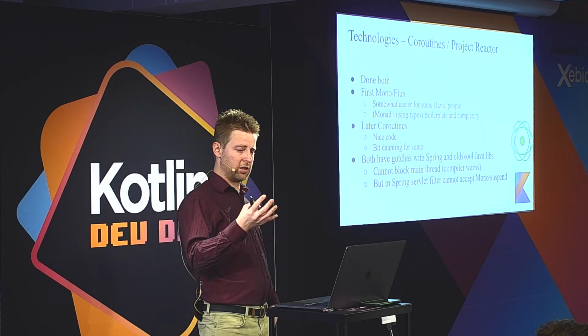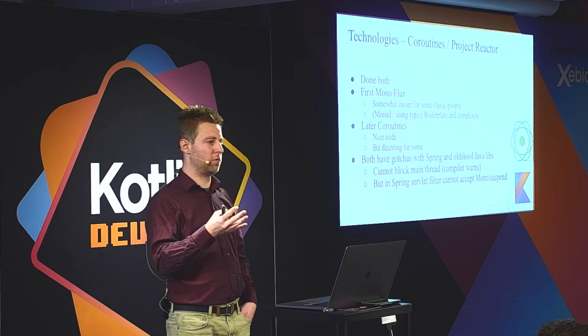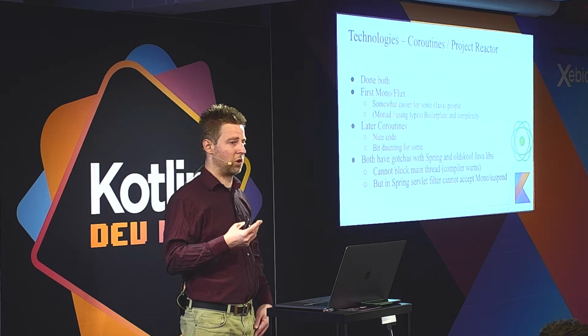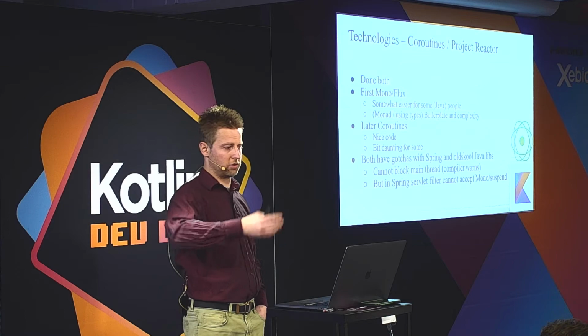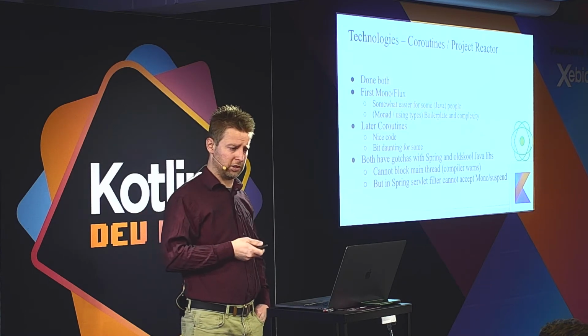But the other thing is that you can't block on the main thread. So as soon as you're in an environment where you can't return a Mono or a Flux, you're stuck. You can't break it. And then you need to actually allocate it on a different thread pool before it works.